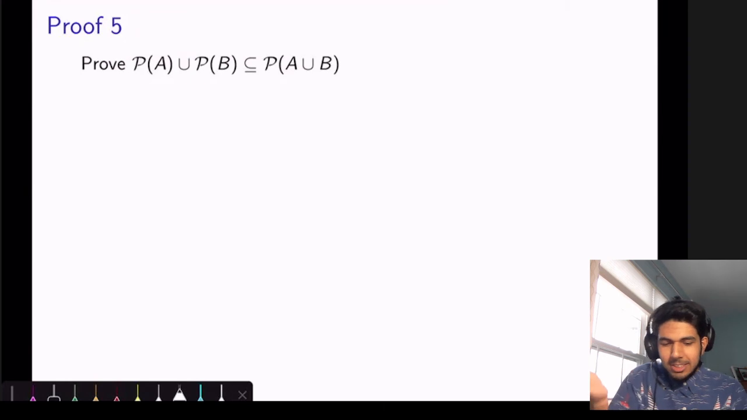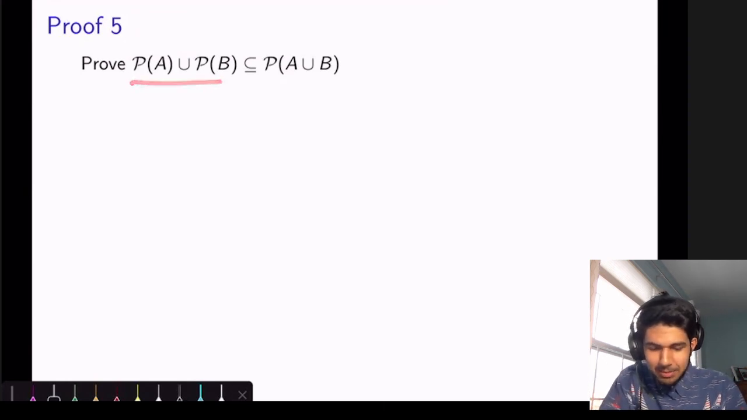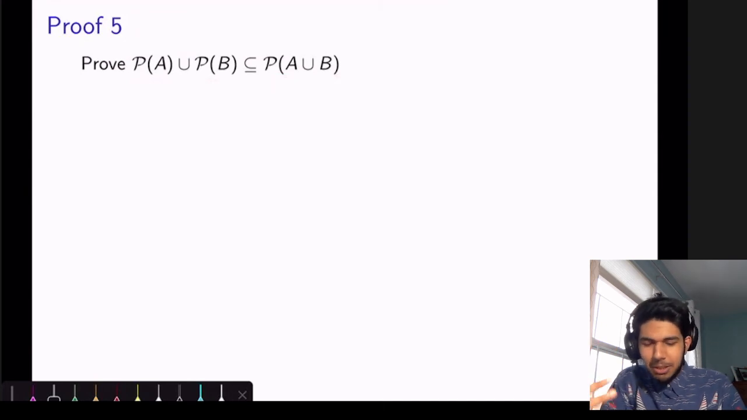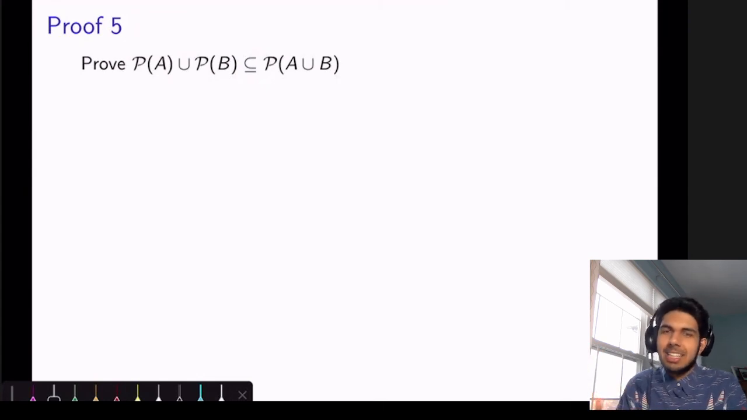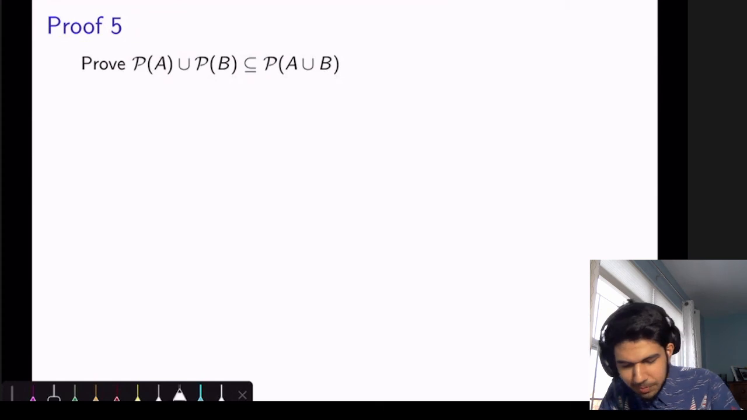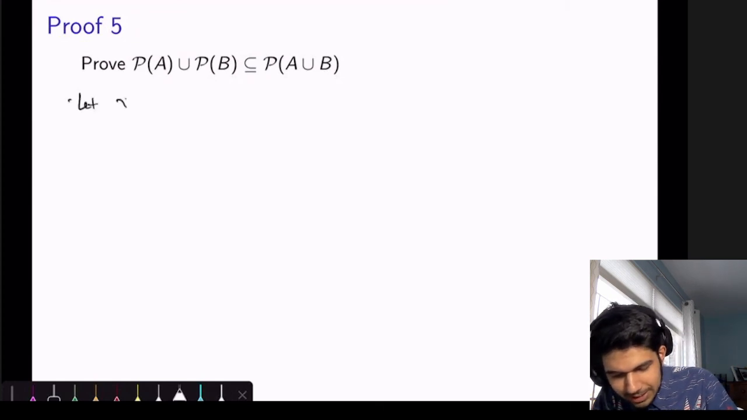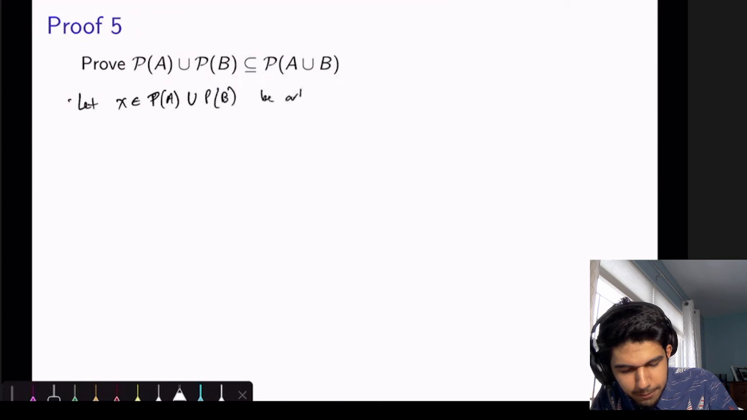But okay, we're trying to show that the left-hand side is a subset of the right-hand side. By now, we should be hopefully feeling a little bit comfortable that when we see the subset sign, the general procedure is we take an arbitrary element of the left-hand side and show that it's an element of the right-hand side. So, let X be an element of the power set of A, union the power set of B, and let it be arbitrary.